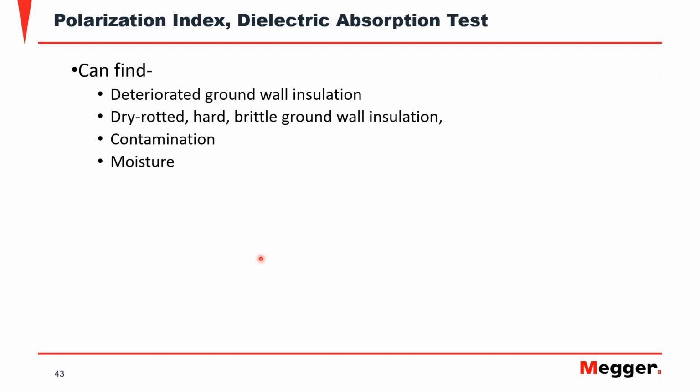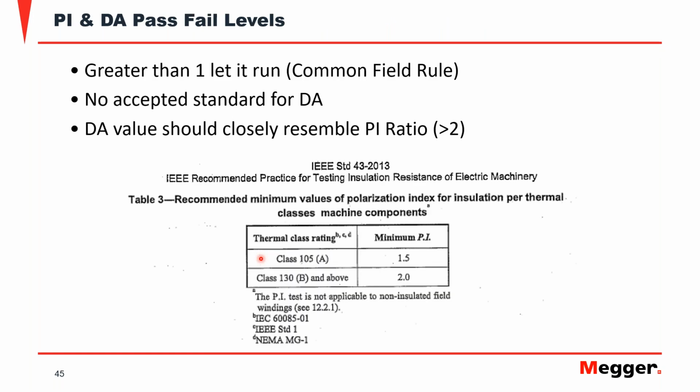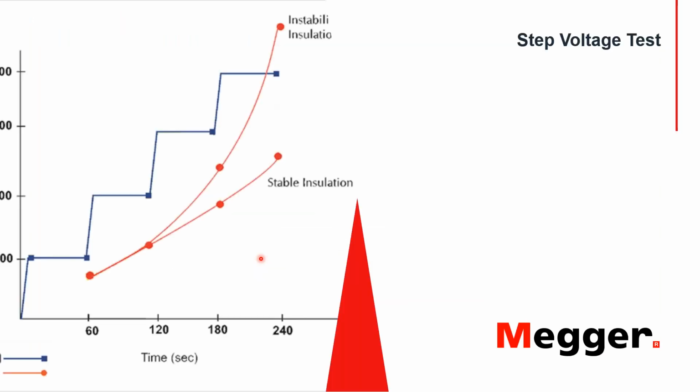What can you find with these indices? Well, you can find deteriorated ground wall insulations, dry, rotted, hard ground wall insulation, contamination, moisture. The voltages are the same as those that we use for the insulation resistance tests. And here we have the minimum PI depending on the type of the insulation. And there is also a table for DA that you can find out there, even though there is no standard, there are some manufacturers that recommend values of DA.